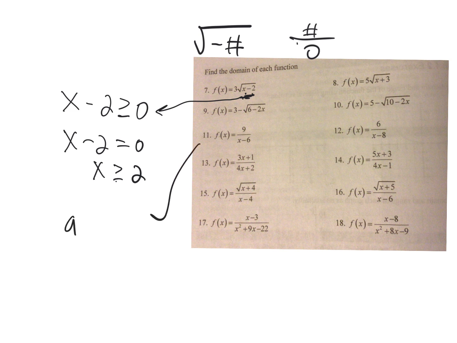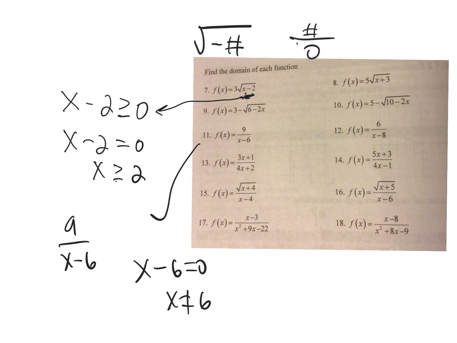What about something like number 11? Well, that's a rational expression, a rational function, because there's a variable in the denominator. I can't divide by 0, so what I'm really going to do is ask myself, where does x minus 6 equal 0? Well, when x equals 6, that happens, so x can't be 6. Okay, so that's that domain.